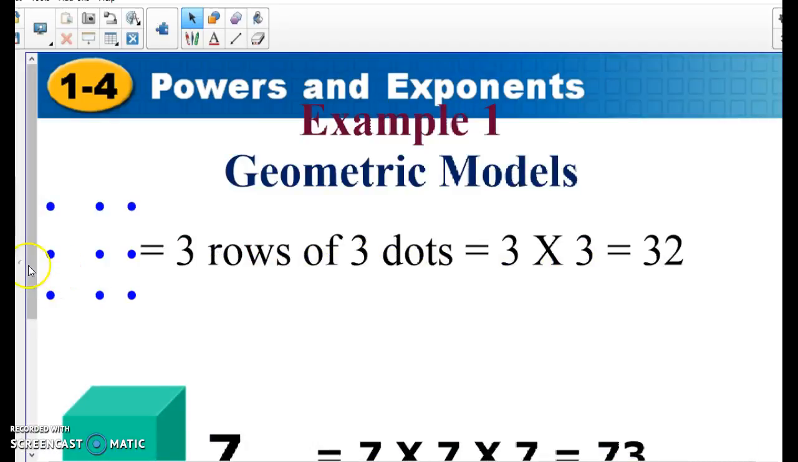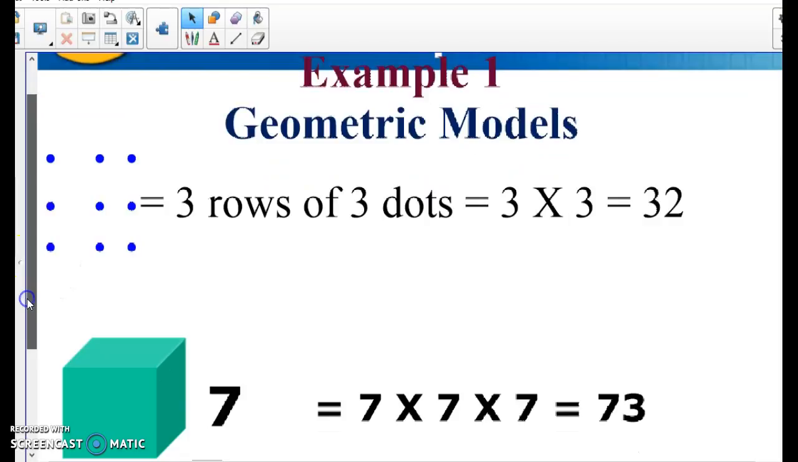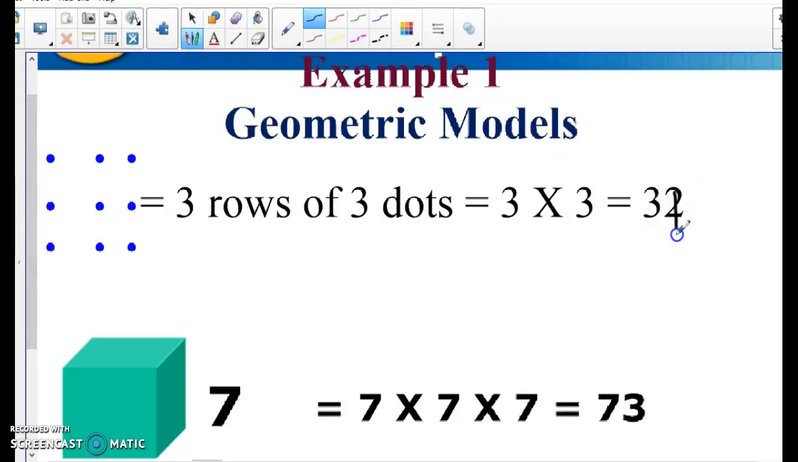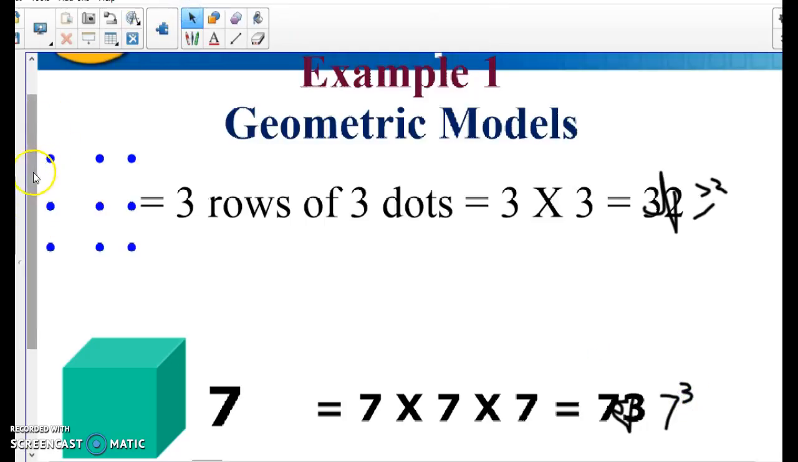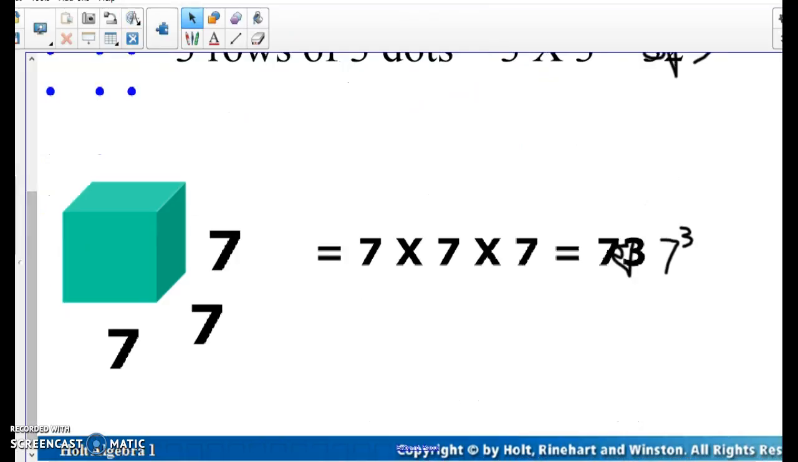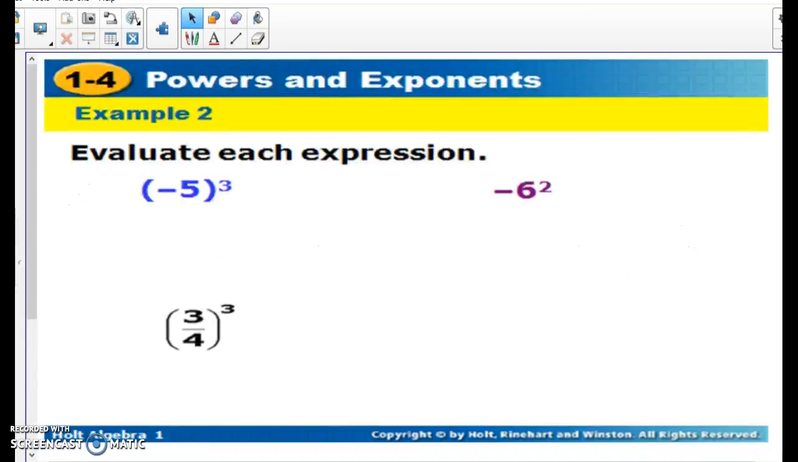Let's get into some real ones. So here, this should be 3 to the second power. If I have 3 rows of dots, that means I have 1, 2, 3, 1, 2, 3, 1, 2, 3. Another way to say that would be 3 to the second power. Or here I have 7 cubed. If I want to figure out the volume for this cube, it would be 7 times 7 times 7, which would be 7 cubed. That would give me the volume of the box.